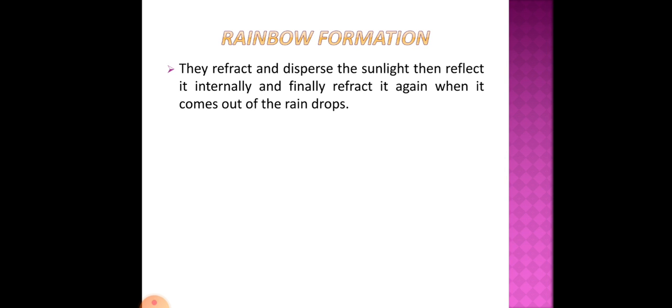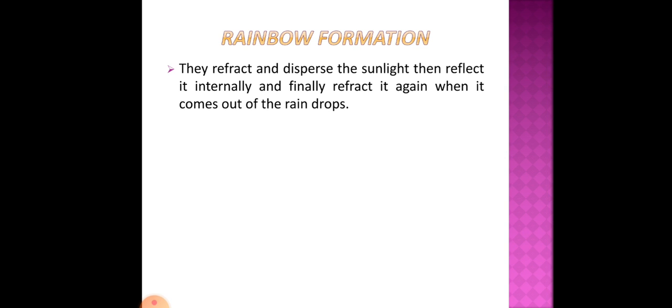Now whenever sunlight enters the water droplets, it refracts and disperses the sunlight, then reflects it internally, and finally refracts it again when it comes out of the raindrops. So what happens is, we take the water droplet as a prism. The light coming from the sun will enter the water droplet, and there it will undergo refraction.